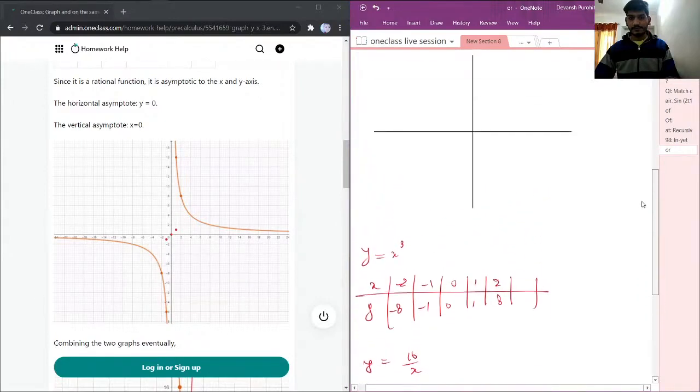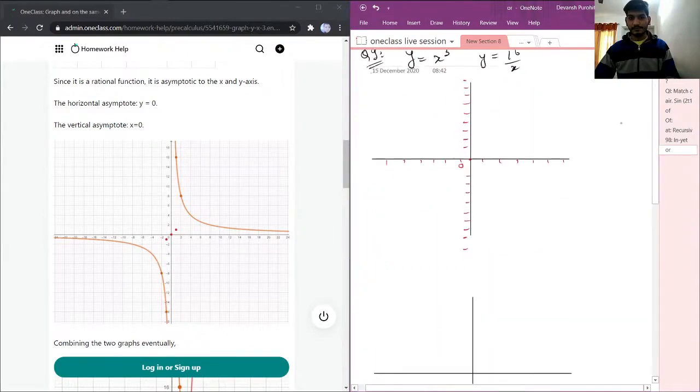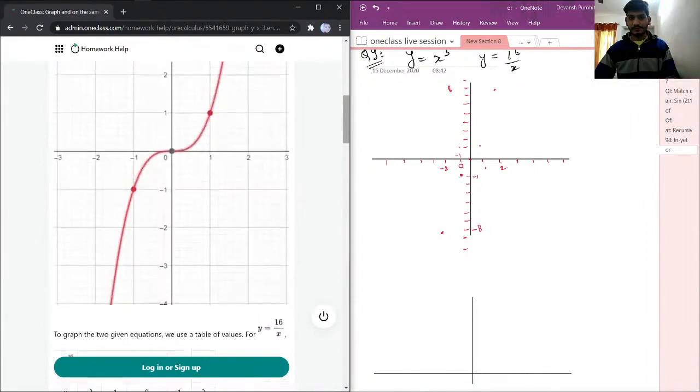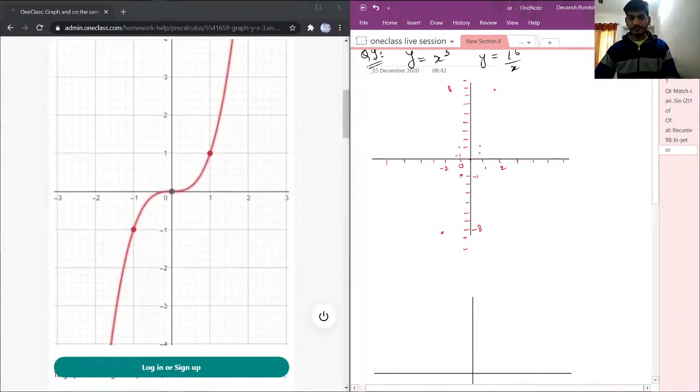So first we'll go for y equal to x cube. For minus 2 we have minus 8, so this is minus 2. This is going to be 1 point. Then minus 1 we have minus 1, so this is going to be another. Then for 1, 1; for 2 and 3, it comes somewhere there. Now I'll just cross-check. So it is going to be like this.